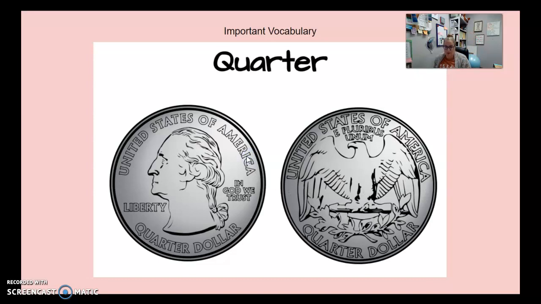The last one we had was the quarter, and we talked about that yesterday. Remember, a quarter is also silver in color, and it has rough edges, so they're nice and bumpy on the side, and it's the largest sized coin that we use in kindergarten.